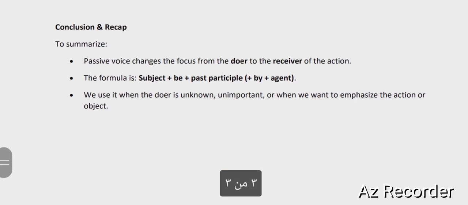Conclusion and recap. To summarize, passive voice changes the focus from the doer to the receiver of the action. The formula is subject plus be plus past participle, and there is an optional part which is by plus the agent. We use it when the doer is unknown, unimportant, or when we want to emphasize the action or object.